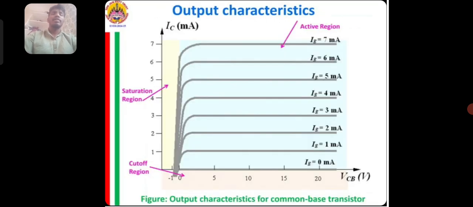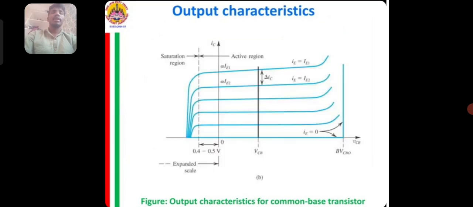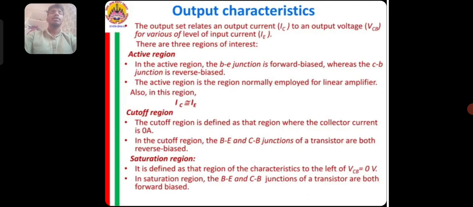And next, output characteristics of the graph. And next, output characteristics of the common base transistors. The output set relates an output current IC to an output voltage VCB for various levels of input current. There are three regions of interest: active region, cutoff region, and saturation region.